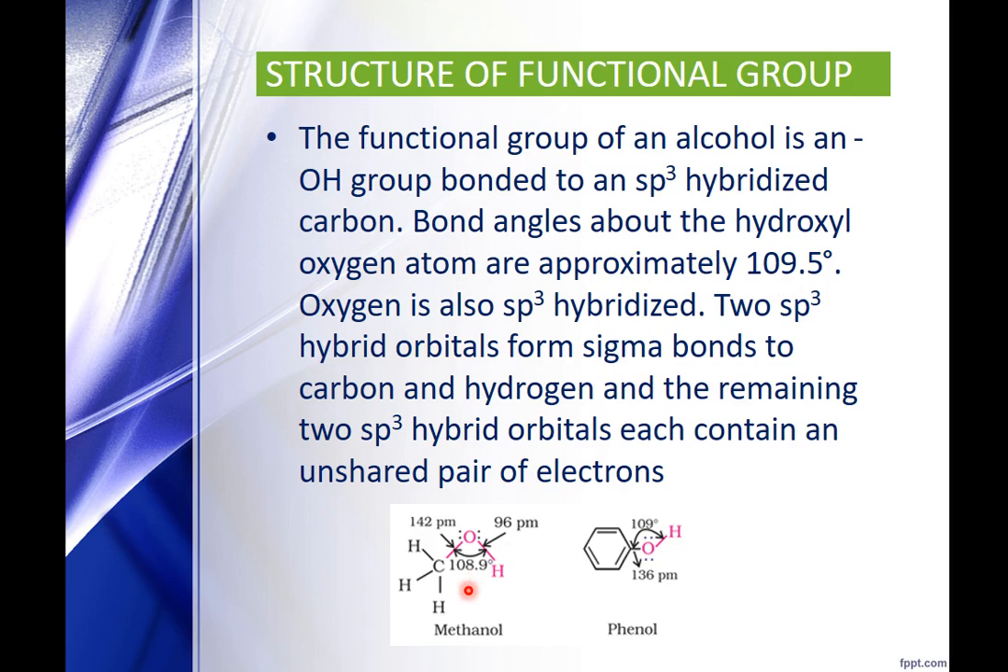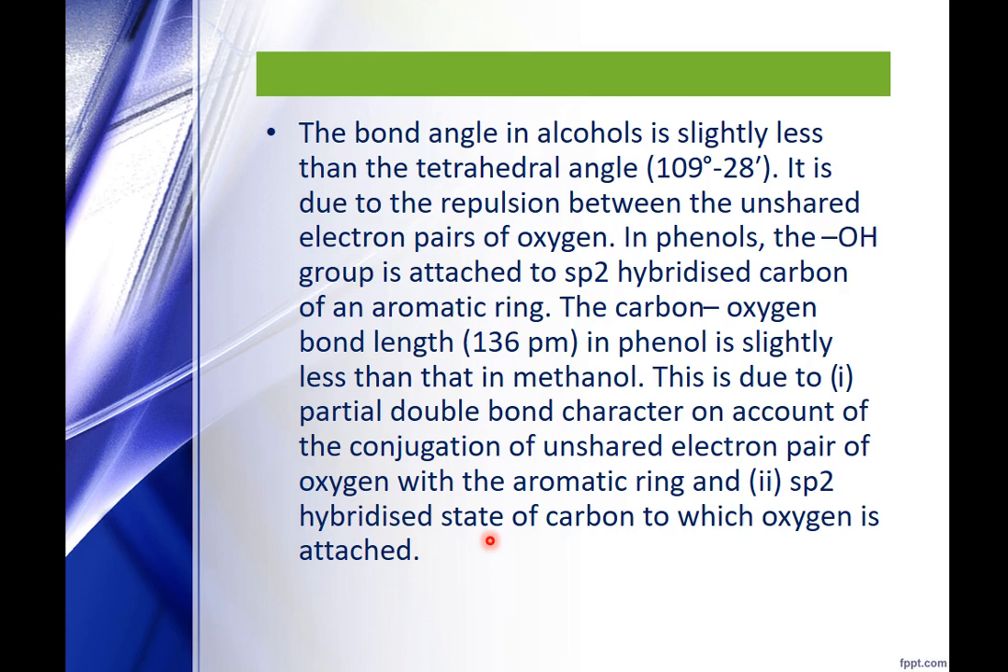that of tetrahedral angle. This sp3 orbital and this sp3 orbital forms sigma bond, whereas this oxygen has got two lone pair of electrons. Bond angle is, you have seen, slightly less than the tetrahedral angle, which is due to repulsion between lone pair of electrons. Similar in phenols also.